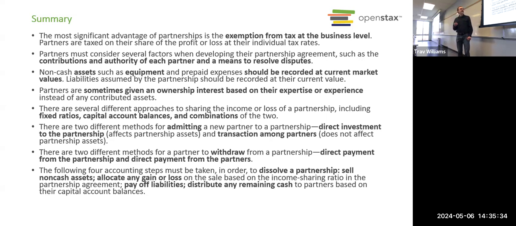How you split up the profits and losses could be a fixed ratio, could be based on the balances of the capital account, or any combination. Whenever you add somebody to the partnership, you dissolve the old partnership and form a new one. Same thing if somebody leaves. When you have a partner coming in and a partner going out, the incoming partner could pay the outgoing partner directly or through the partnership.